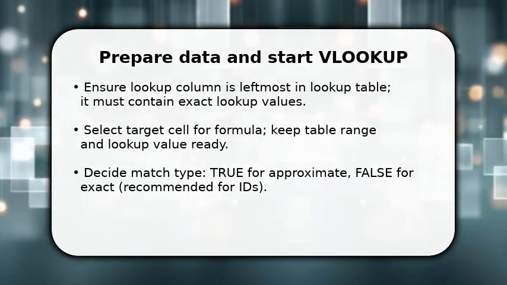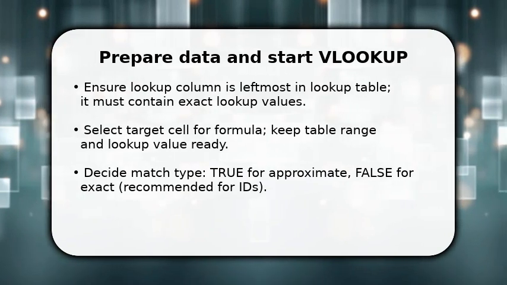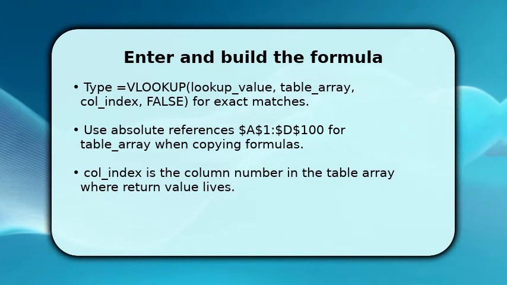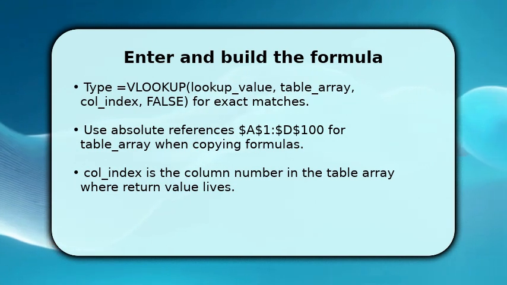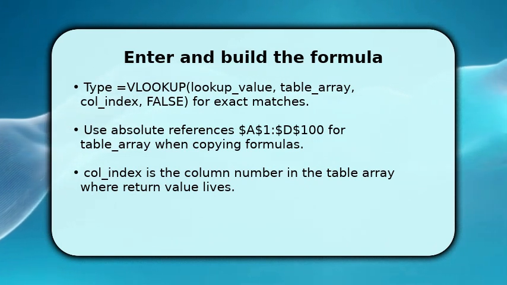Now enter the formula. Type equals VLOOKUP, then click the lookup value cell. Next, highlight the entire table array, making sure the leftmost column is the lookup column. Use absolute references like $A$1:$D$100 so the range stays fixed when copying. After that, enter the column index number indicating which column to return, for example 3 for the third column in the selection, and finally add FALSE.